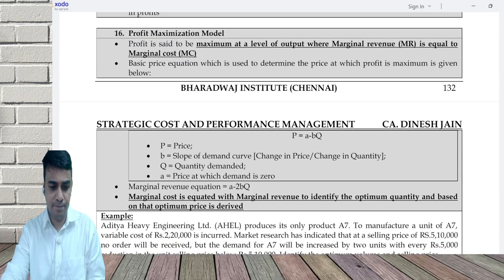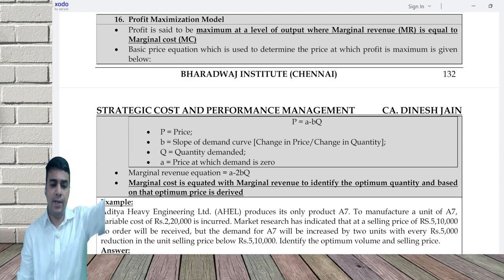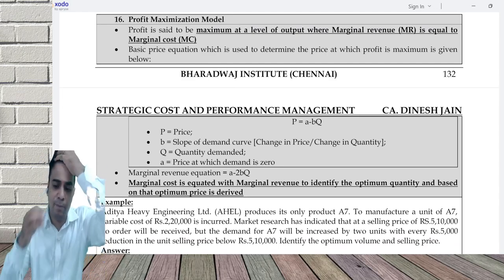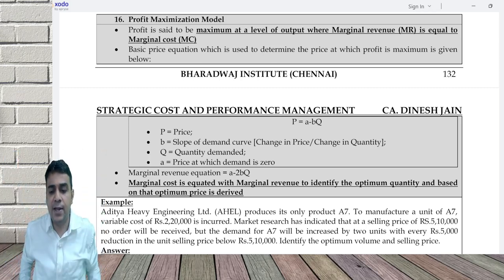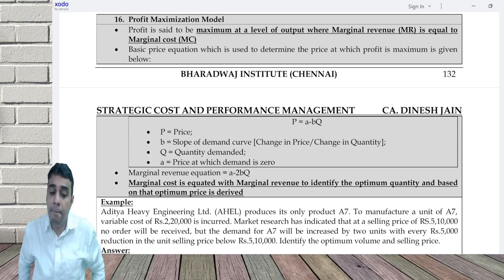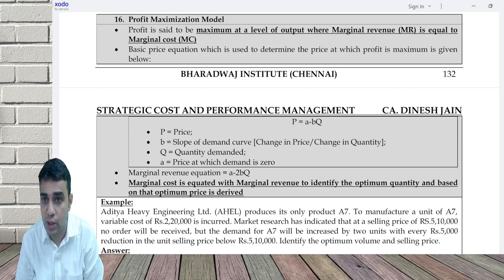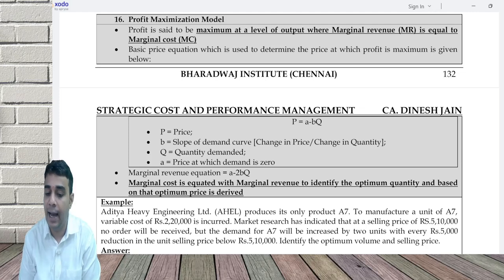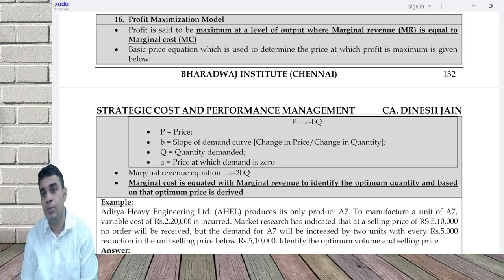Let's take this example. Aditya Heavy Engineering Limited produces its only product A7. To manufacture A7, variable cost is 2,20,000. Market research has indicated at a selling price of 5,10,000, no order will be received, but demand will increase by 2 units for every 5,000 reduction in selling price below 5,10,000. Identify the optimum volume and selling price.